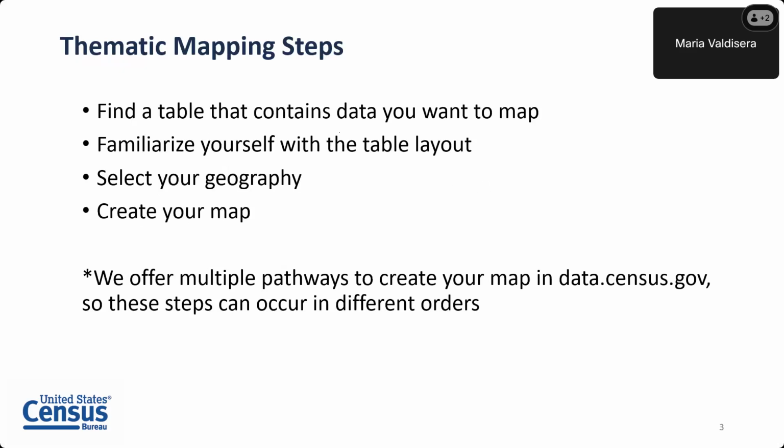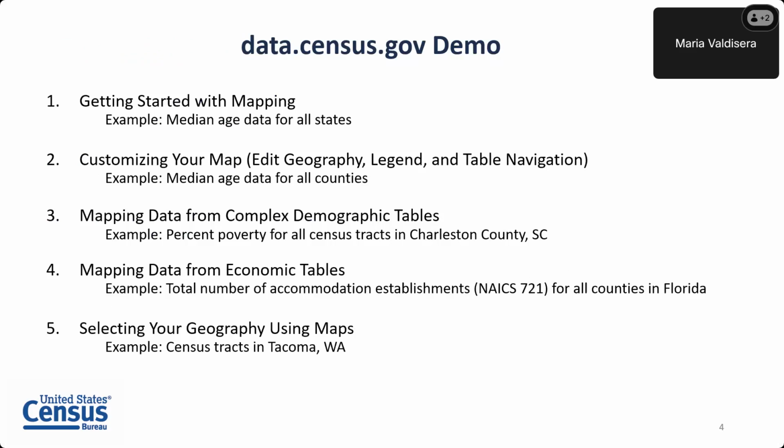So with thematic mapping, there are many different steps that you can take. You can find a table that contains data that you want to map, familiarize yourself with the table layout, select your geography, and create your map. And these steps don't necessarily need to be in this exact order. We offer multiple pathways to create your map in data.census.gov, and I will be showing those steps in various different combinations and iterations today. So through our demo, which I have listed here, we are going to be going over some of the ways that you can create maps in data.census.gov that you may or may not be familiar with.